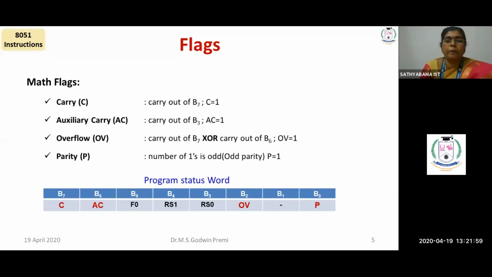The last math flag is parity. This parity flag is denoted in the program status word in bit 0. If the number of ones in the resultant data is odd, then it is called odd parity. At that time, the parity flag will be set to 1. So these are all the 4 math flags.